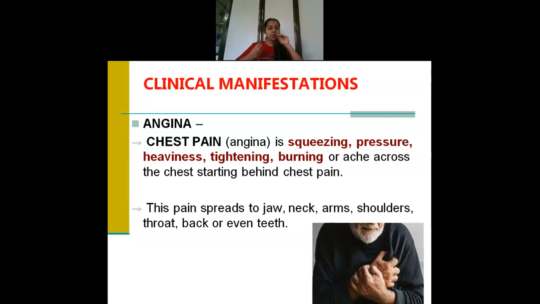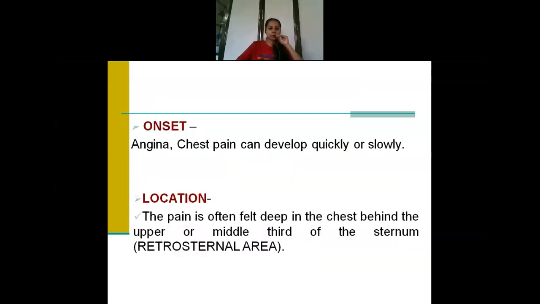Okay, pressure will be there, heaviness like chest pain, tightness will be there, or burning type of chest pain will be there. Okay, and the patient may also suddenly scream. Then this pain is usually radiating to the jaw, neck, arms, and even to the shoulder, sometimes to the back or through the throat. Now the onset of the chest pain is either quick or slow, and location, first it starts in the retrosternum.